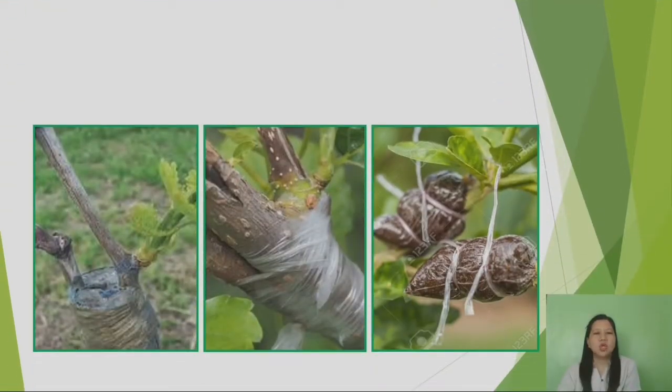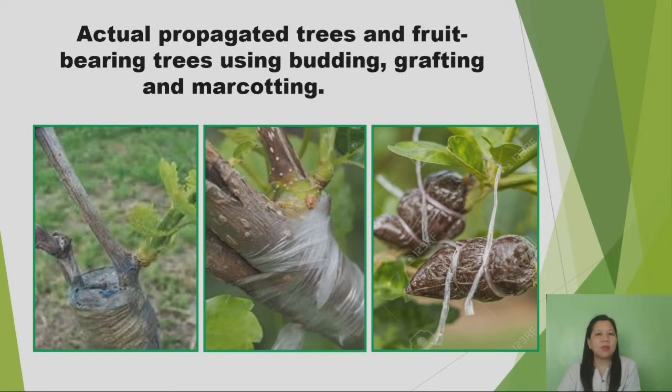Class, look at these pictures. Have you ever seen something like this? What do you call them? These are examples of actual propagated trees and fruit-bearing trees using budding, grafting, and marcotting.